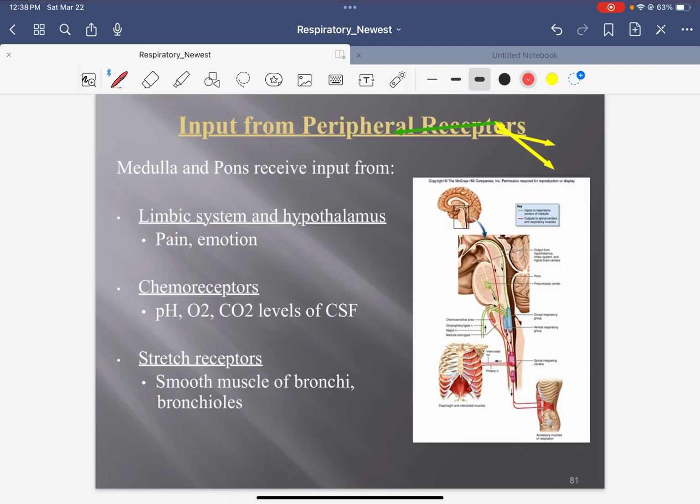Of course, the medulla and pons can only regulate our respiratory system with input from, guess what? The same things we talked about when we talked about blood pressure regulation. Input from chemoreceptors, input from stretch receptors and baroreceptors. I'm not going to get specific this time because we already did.